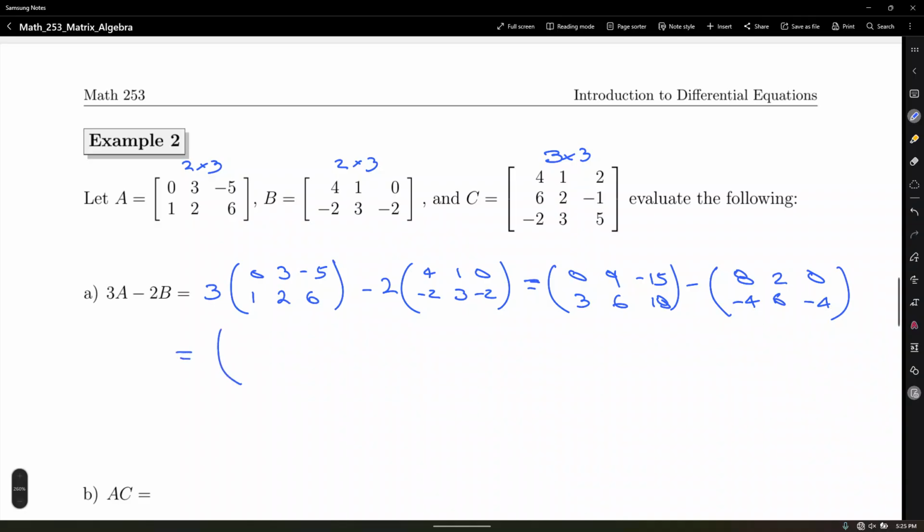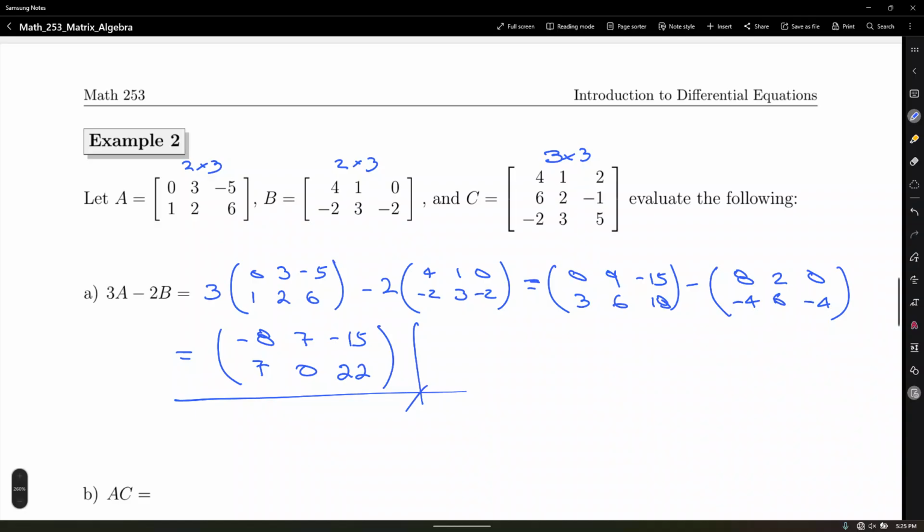That equals, open, 0 minus 8, that's negative 8. 9 minus 2 is 7. Negative 15 minus 0, that's still negative 15. 3 minus negative 4, that's 3 plus 4, right? That's positive 7. 6 minus 6, that equals 0. And lastly, 18 minus negative 4, that's 18 plus 4, which is 22. Okay, final answer.